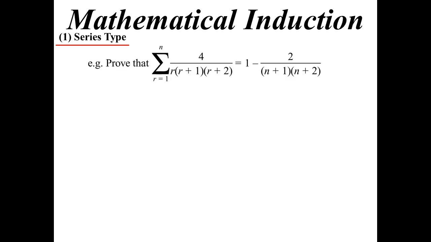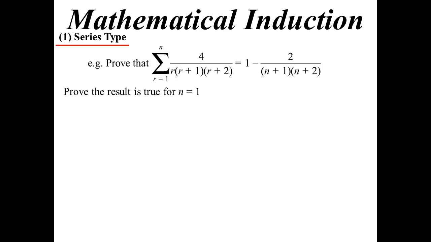I'm going to do this. I'm leaving it in some notation this time. We're going to prove that the sum, and there's our general term, going from 1 to n, always equals 1 minus that fraction there, 2 on (n plus 1)(n plus 2). Okay. Our first step is to prove it true for the first case.